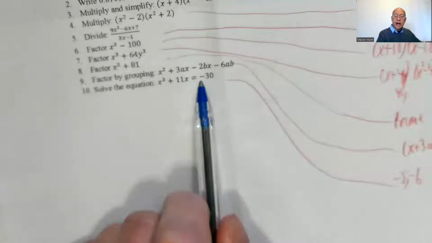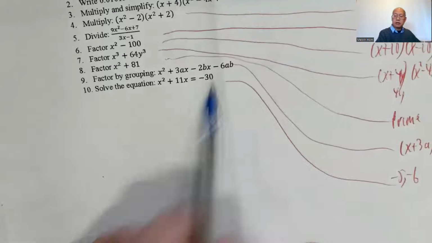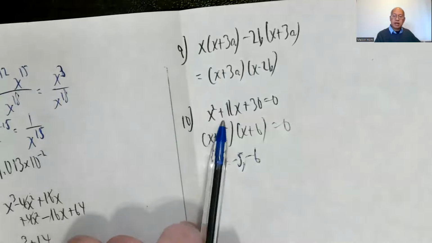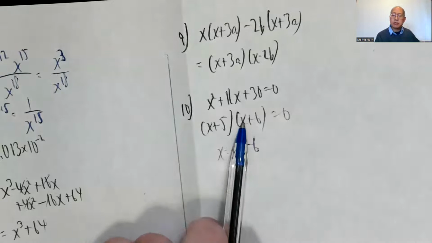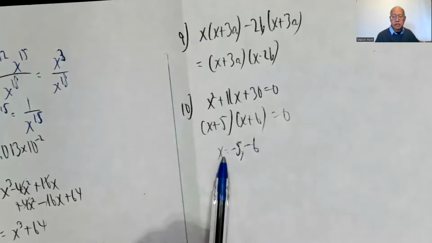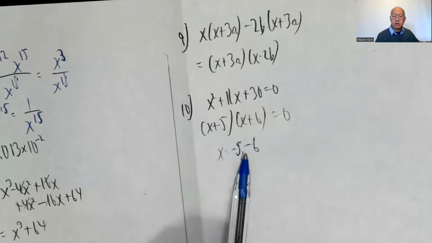And finally, number 10, you have a minus 30. Add 30 to both sides because this side's supposed to be a 0. X squared plus 11x plus 30 equals 0. Factor: x plus 5, x plus 6 equals 0, which means either this is 0, which means negative 5, or this equals 0, which gives me negative 6.